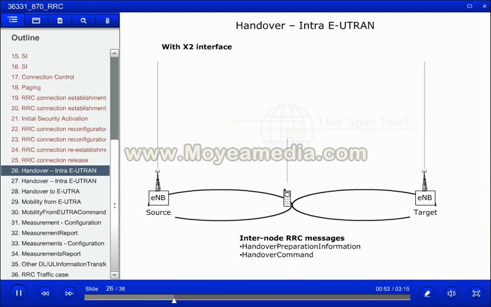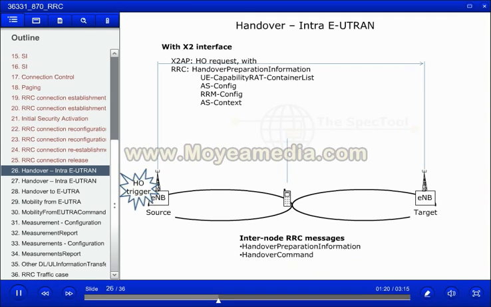In this example, the handover is carried out between two eNode Bs, between which the X2 interface is implemented, and there is no change of serving gateway or MME. The handover is triggered in the serving eNode B, which selects a target eNode B. The serving eNode B will send an X2 AP message, handover request, to the target eNode B.